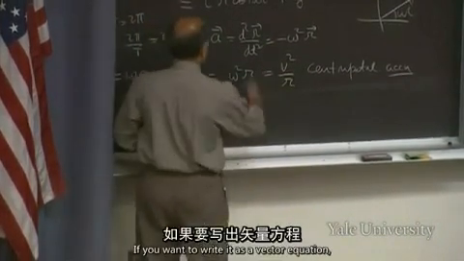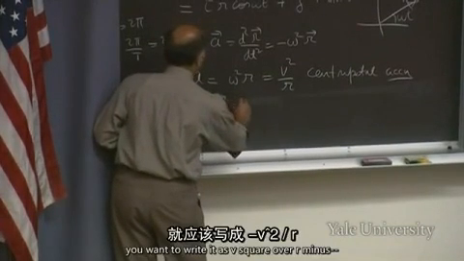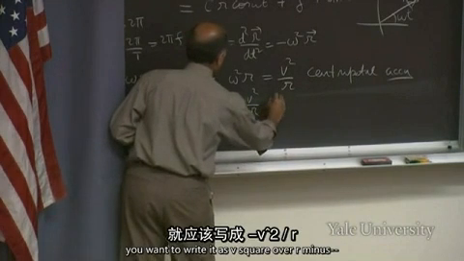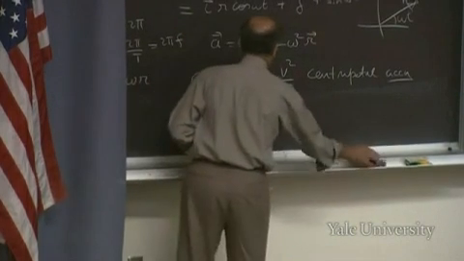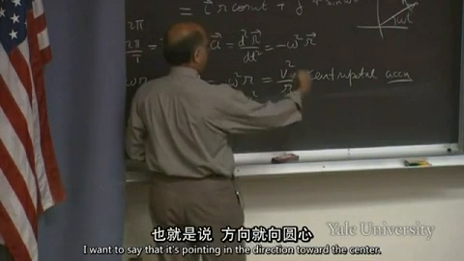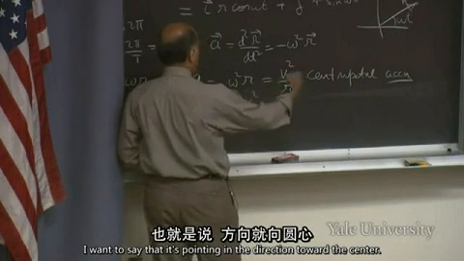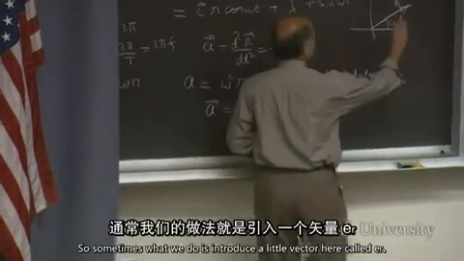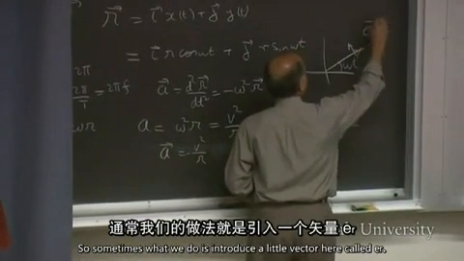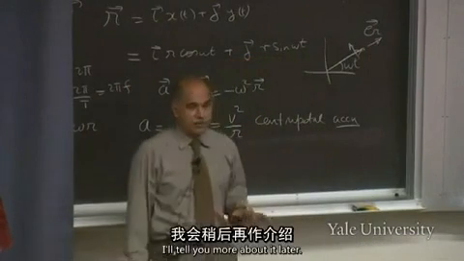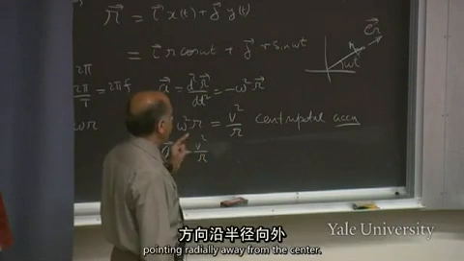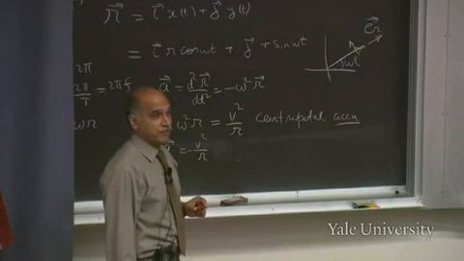If you want to write it as a vector equation, you want to write it as v squared over r times minus something, because you want to say that it's pointing in the direction toward the center. So sometimes what we do is we introduce a little vector here called e sub r. I'll tell you more about it later. e sub r is a vector at each point of length 1 pointing radially away from the center.